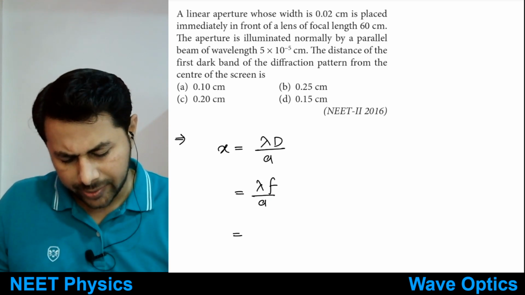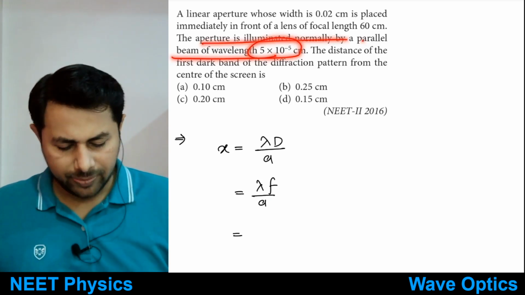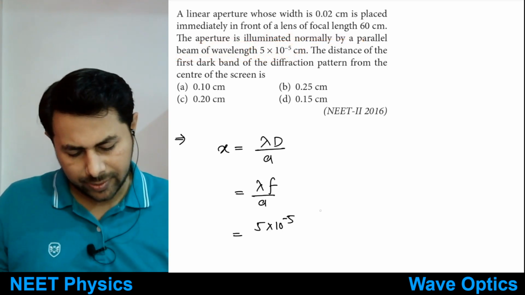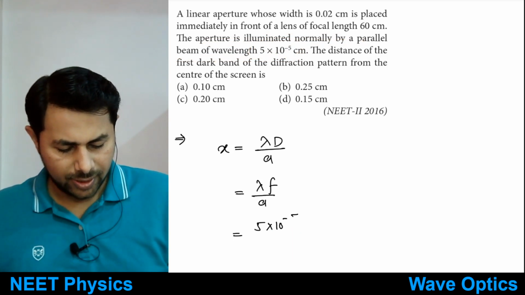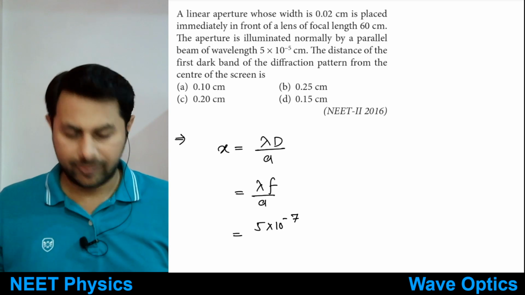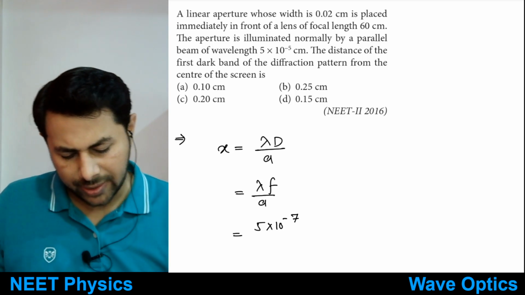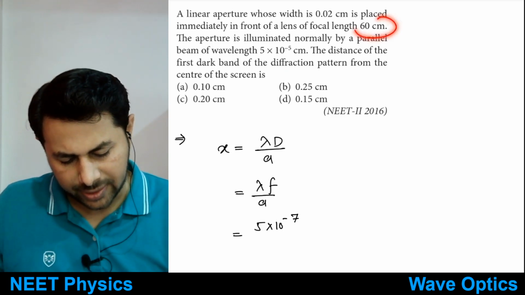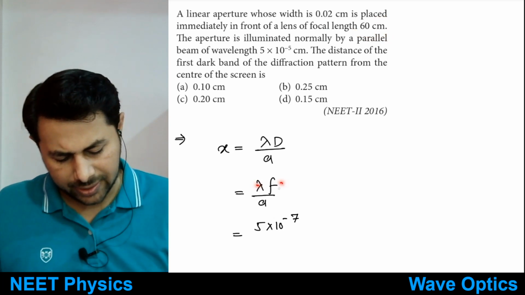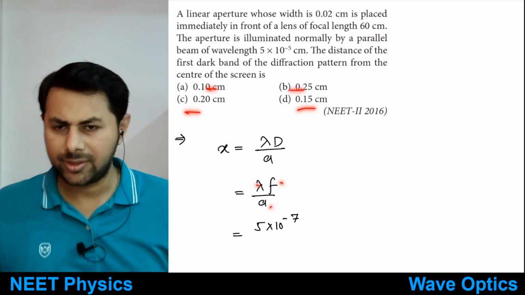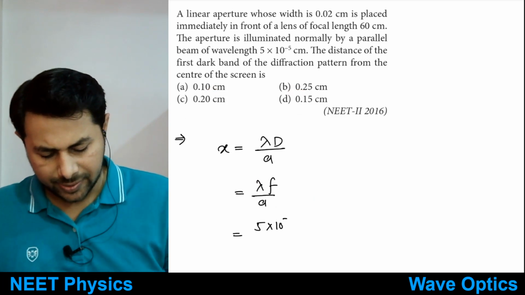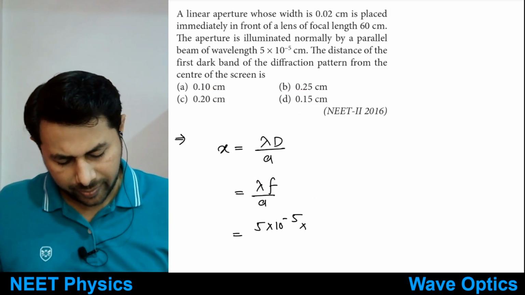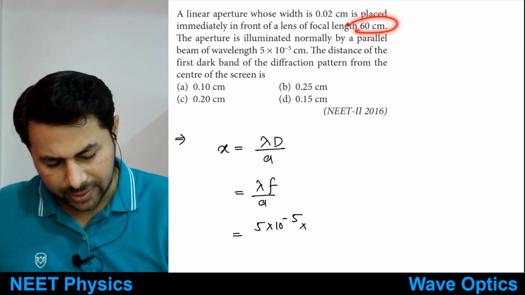So what are the values? Wavelength is 5 multiplied by 10 raised to minus 5 centimeters. So let's convert it to meters, 5 times 10 raised to minus 7. Okay. What is focal length? Actually everything is in centimeters and answers are also in centimeters, so we can keep it as it is. 5 times 10 raised to minus 5 centimeters. What is D or focal length? Focal length is 60 centimeters.